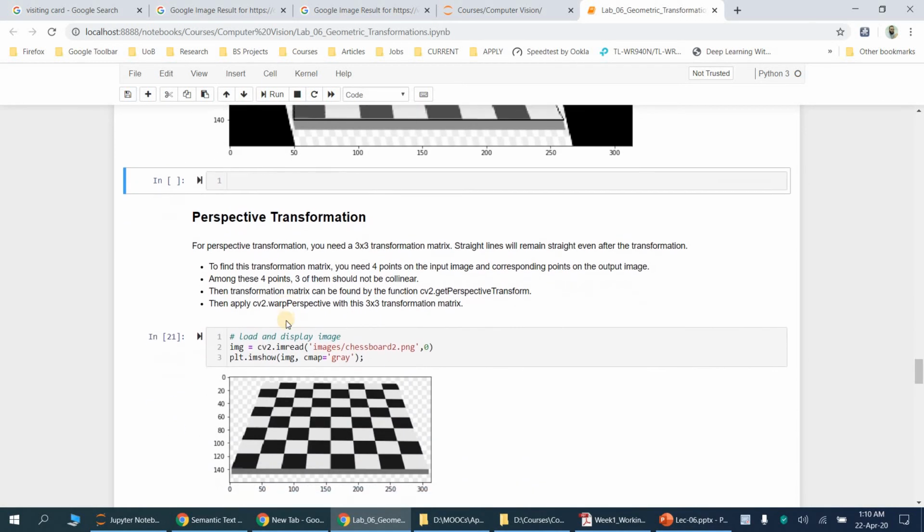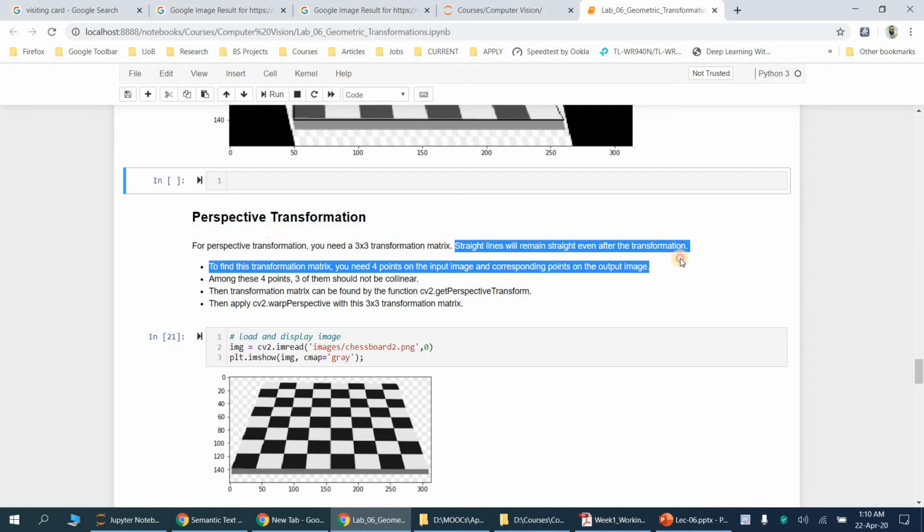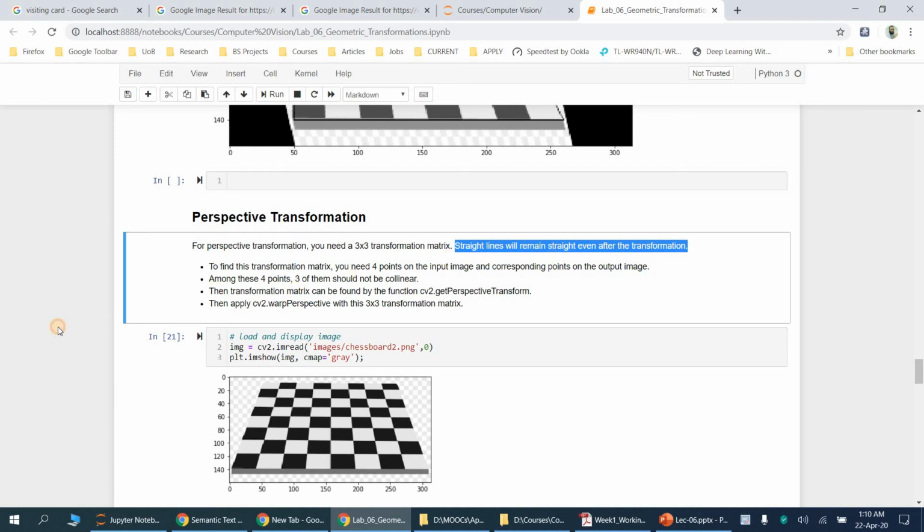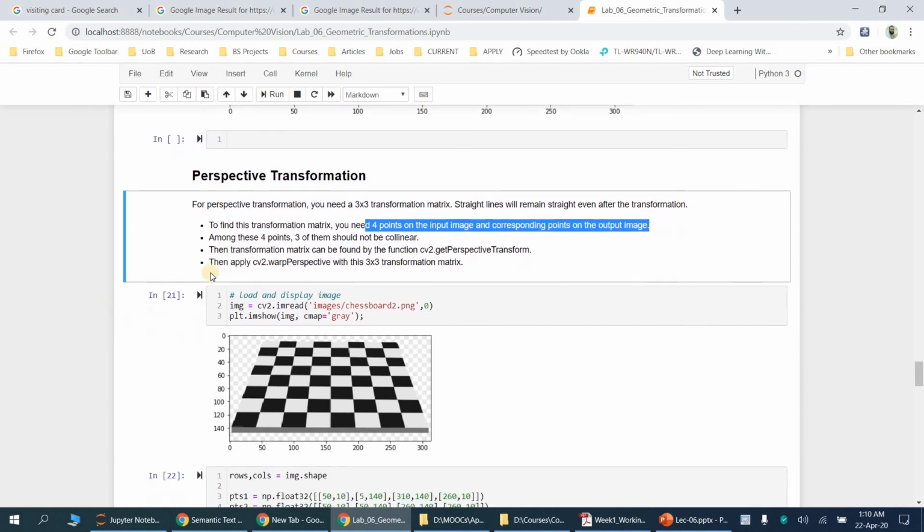So in the perspective transform, here is the objective. You need to provide a 3x3 transformation matrix, and the important feature of perspective transform is that straight lines will remain straight even after the transformation. To find this transformation matrix, you need to provide 4 points on the input image and also do the corresponding correct mapping on the output image. And amongst these 4 points, any 3 of them should not be collinear.